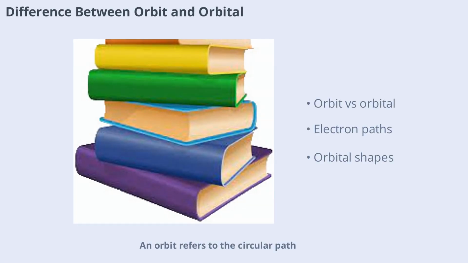Orbit refers to the circular path in which an electron revolves around the nucleus, accommodating up to 2n² electrons. An orbital is the region of space with the maximum probability of finding an electron, accommodating up to 2 electrons. Orbitals have different shapes, such as spherical s or dumbbell-shaped p, while orbits are circular. Understanding this distinction is key to grasping atomic structure.